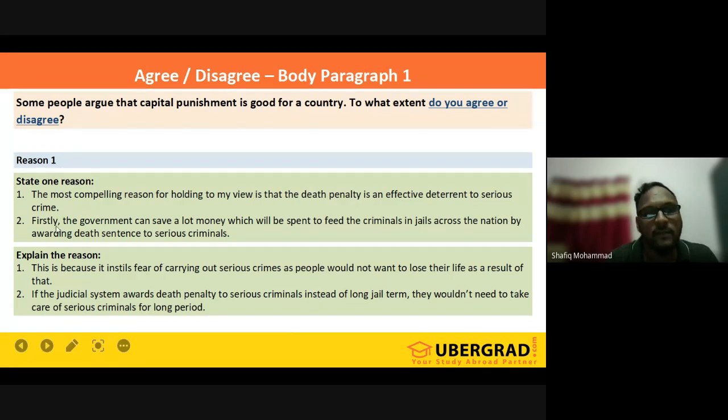Okay, and he is giving the explanation for this second point. See, firstly, the government can save a lot of money, which will be spent to feed the criminals in jails across the nation, by avoiding death sentence. For that, he's explaining, if the judicial system awards the death penalty to serious criminals instead of a long jail term, they wouldn't need to take care of serious criminals for a longer period. So if there is no need of making them sit in the jail and feeding them and all, then the government can save a lot of money, because according to the second statement, it is a waste of spending money on the hardcore criminals, the brutal criminals. So that is what he's saying.